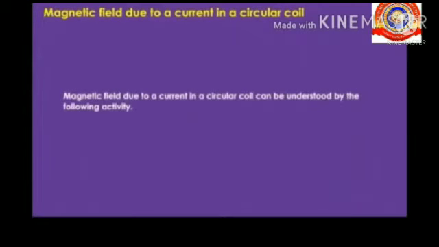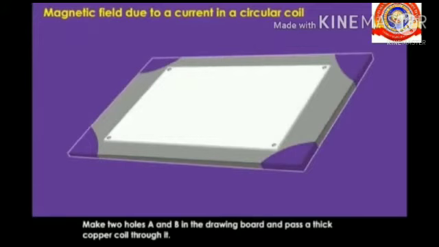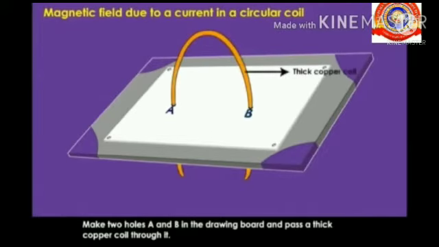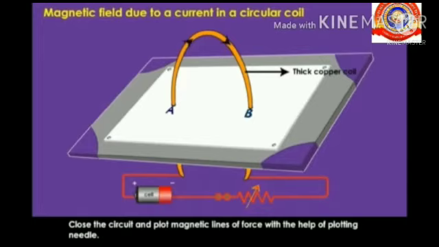So let's start. Magnetic field due to a current in a circular coil can be understood by the following activity. First, take a drawing board and fix a white paper sheet over it. Make two holes A and B in the drawing board and pass a thick copper coil through it. We know copper is a good conductor of electricity and it has low resistance. Connect the ends of the copper coil to a dry cell, that's a normal battery, through a switch and a variable resistance. Close the circuit and plot magnetic lines of force with the help of a plotting needle, that is a magnetic needle.